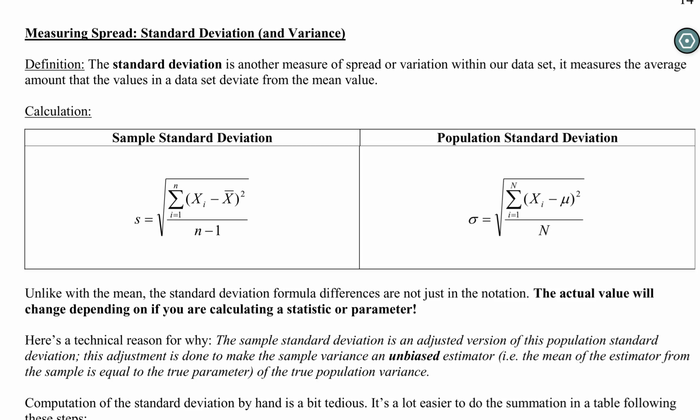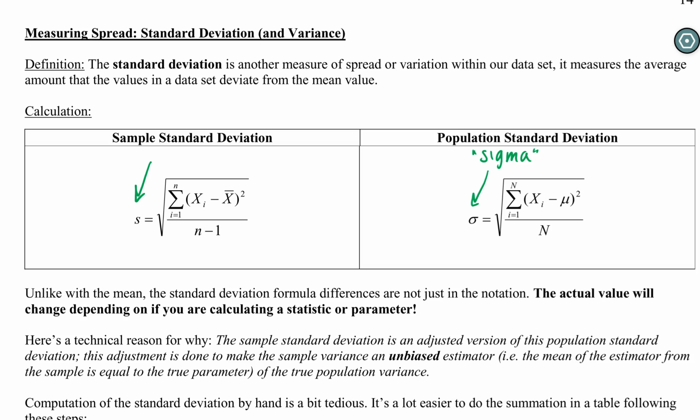So our last measure of spread is the standard deviation. Standard deviation measures how much, on average, the values in our data set deviate from the average or the mean. So standard deviation, like the mean, has two different distinct variables we use to denote it. One is S, our sample standard deviation. The other is sigma, our population standard deviation.